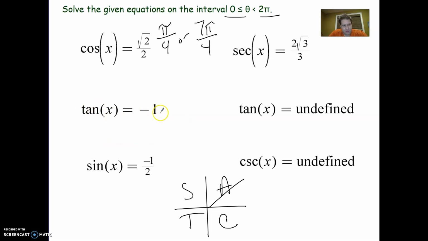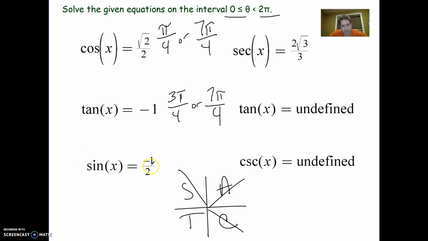All right, so tangent is -1. So tangent is 1 right here and also here. So we're looking at here, and here are the two answers. 1/4, 2/4, that's 3/4 pi. Or 4/4, 5/4, 6/4, 7/4 pi. Yes, that's right. Because these two would be positive.